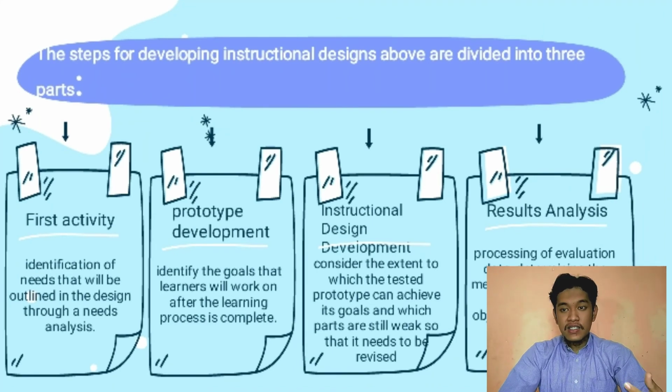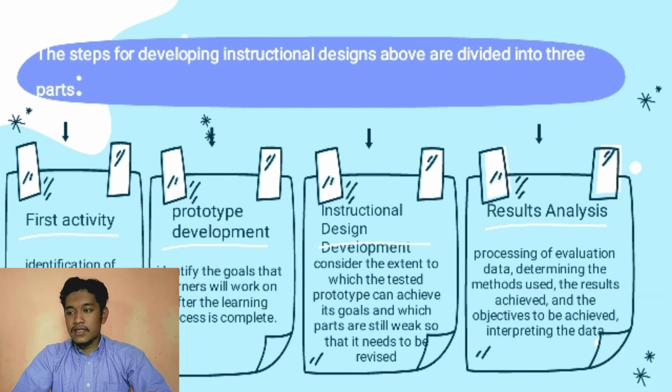Okay, next are the steps for developing instructional design, divided into 3 steps. The first step is the first activity, which is identification of needs that will be outlined in the design through a needs analysis. The second step is prototype development, which is to identify the goals that learners will work on after the learning process is complete. The third step is instructional design development, which is to consider the extent to which the test prototype can achieve its goals and which parts are still weak so that they need to be revised.